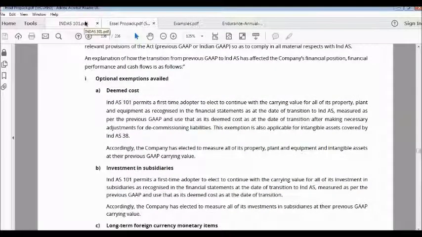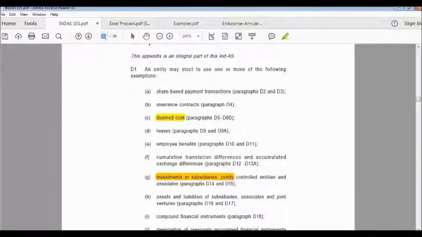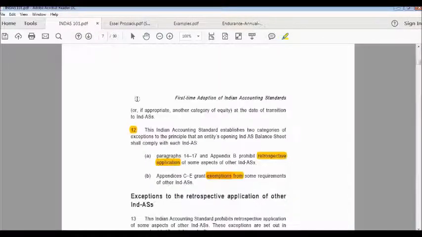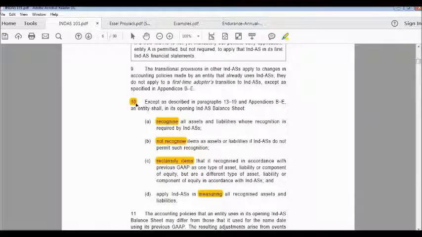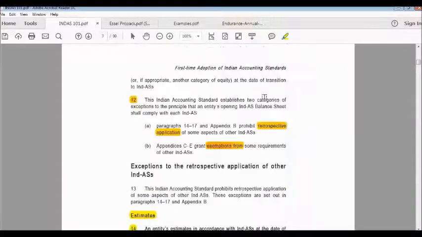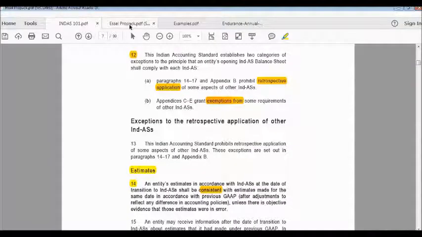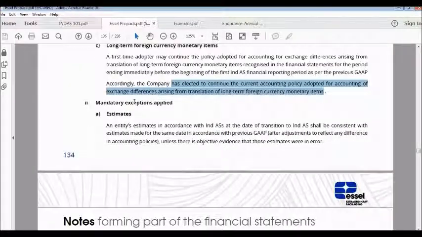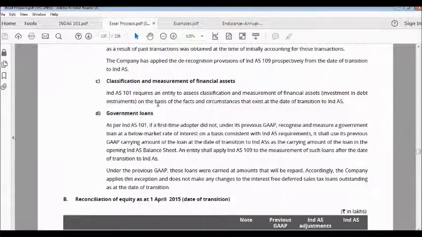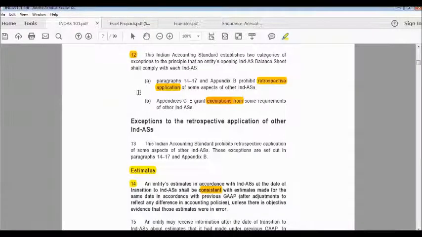So these are the exemptions and exceptions provided under paragraphs 14 to 17, then Appendix B, and exemptions as per Appendix C to E. In this paragraph we learned that, except as described in paragraphs 13 to 19 and Appendix B to E, this is the exception. We have also discussed this. Companies make disclosures like this: exemptions availed, then mandatory exceptions availed. You also have to do this type of thing, like those companies are doing.